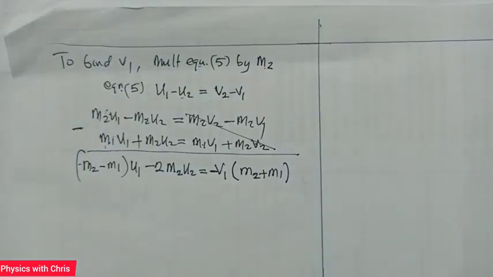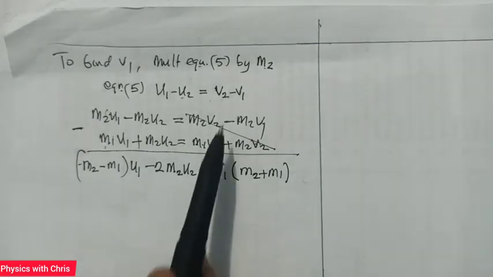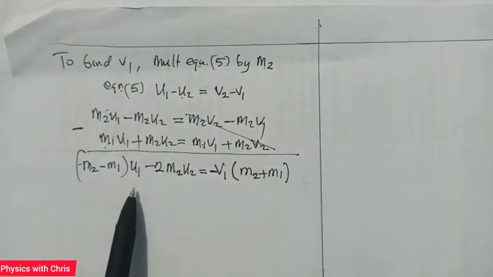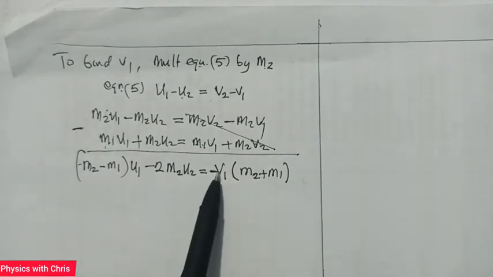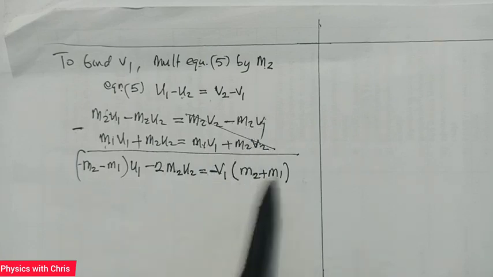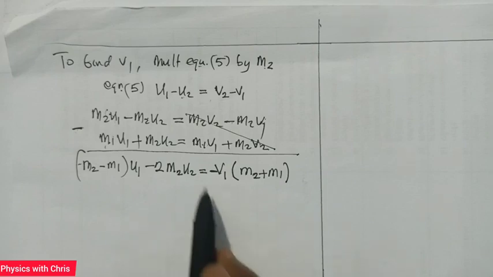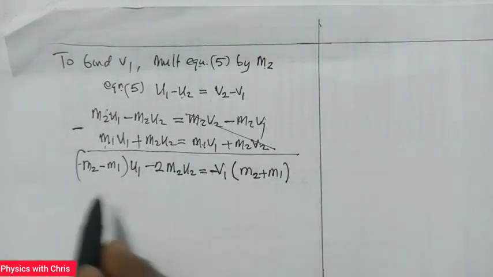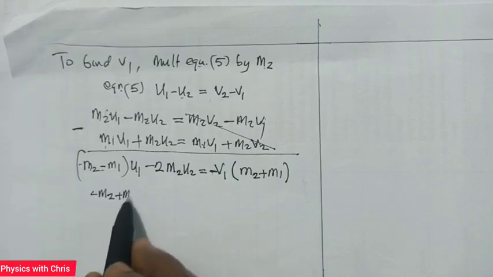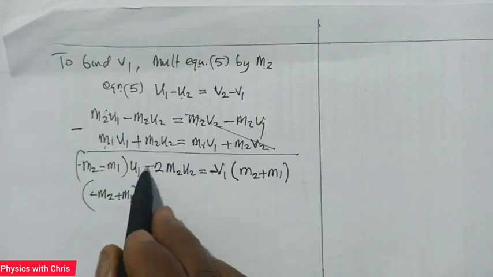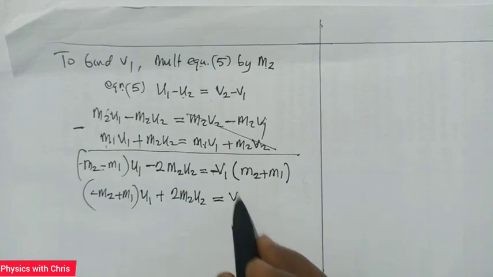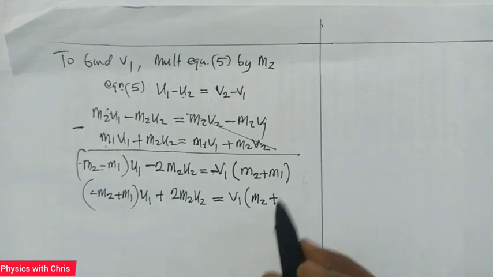Okay, I guess you are following. So because I have minus m2v1 minus m1v1, factoring out the negative gives me minus v1, which is common, into this plus this. So I want to take off this negative sign, multiply by negative. Multiply this by negative will make this one m1 minus m2 times u1. Multiply this by negative makes the sign positive. So 2m2u2 is equal to v1 into m2 plus m1.